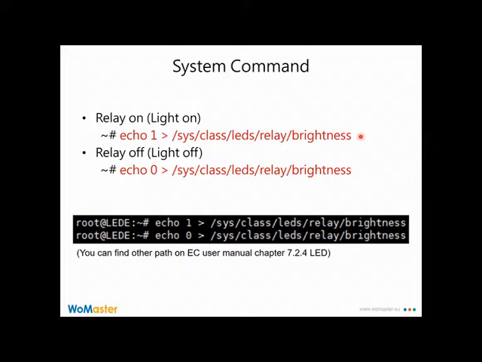In this slide, you can see the command format for the change the relay. We are using the list command echo to do so. One means to turn on, zero means turn off, and the last parameters is the path of the file system on our platform. For other paths, you can refer the users menu of the EC series. By this command, the relay can be sent to control the light. Back to the NodeRED.